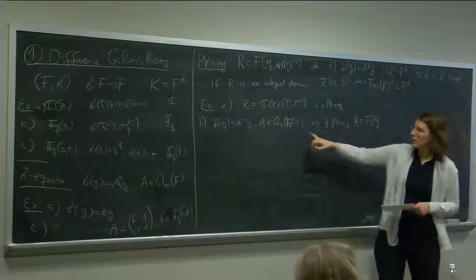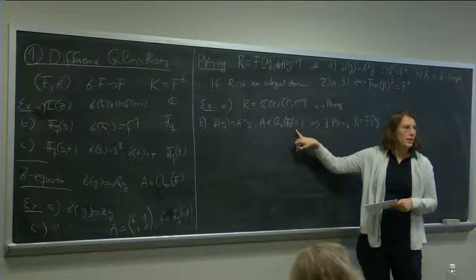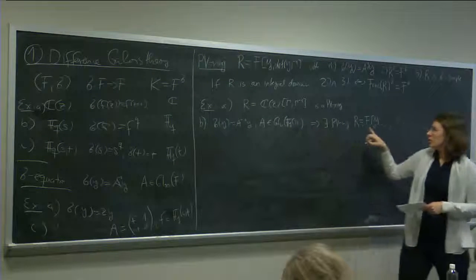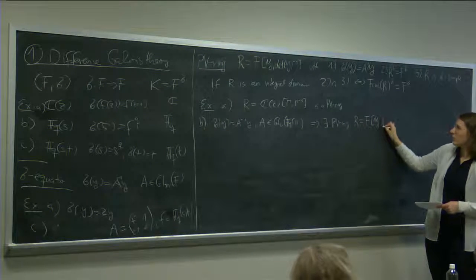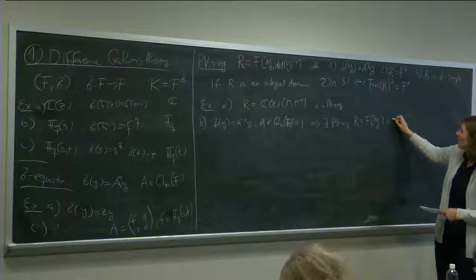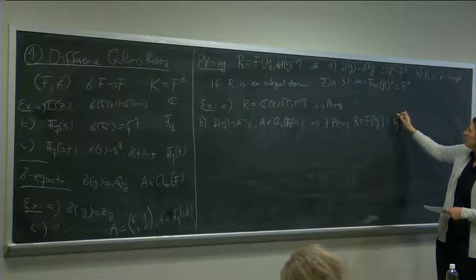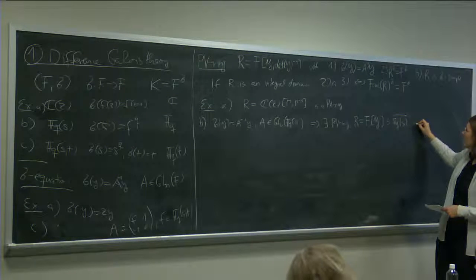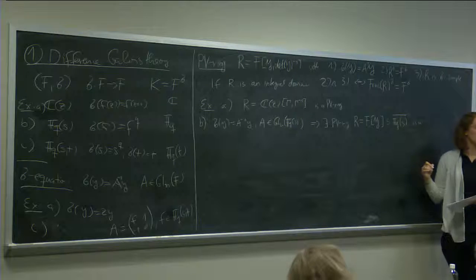Actually, the separable algebraic closure, and you adjoin that matrix, and it's already a field, so you don't need to adjoin any more. So this is a field extension inside here, and it's a finite Galois extension.